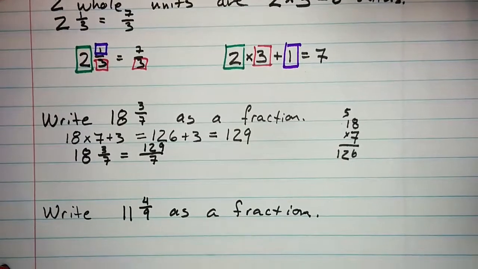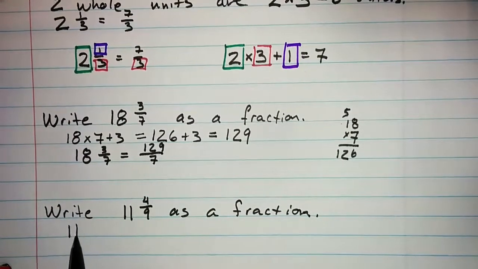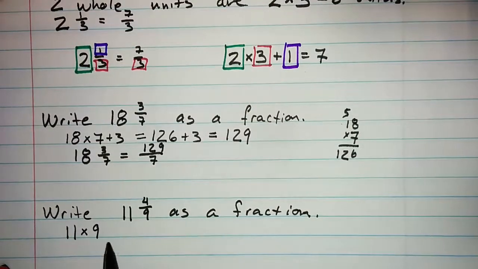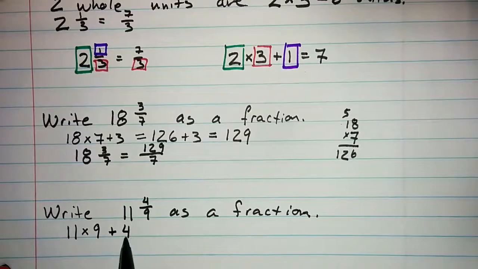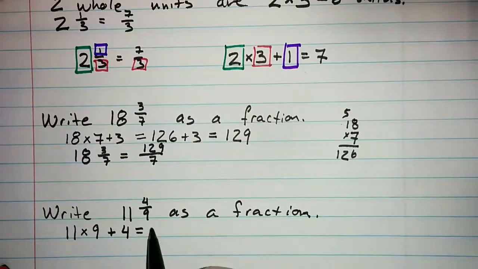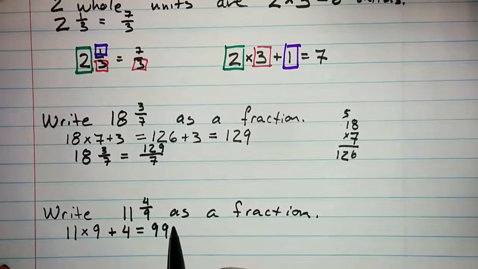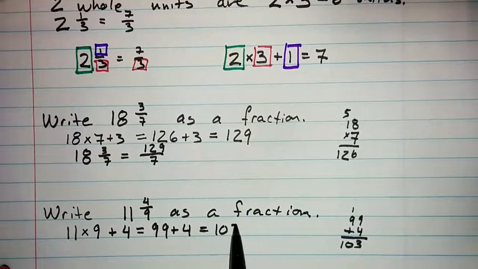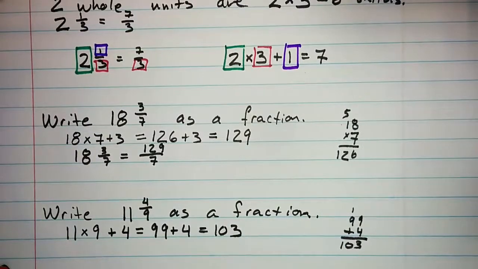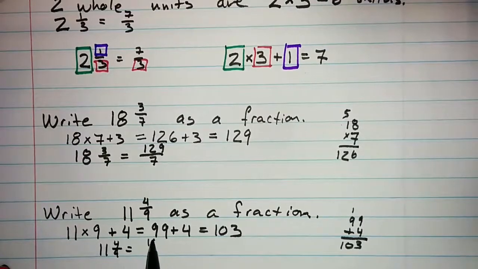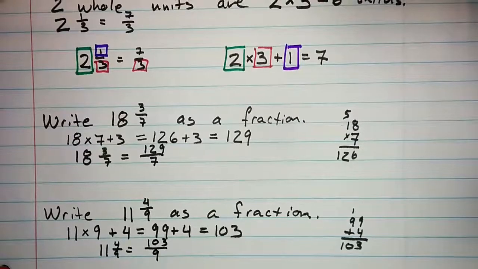All right, well, 11 is 11 times 9/9. Plus we have an extra 4/9. Oh, 11 times 9, that's easy. That'll be 99. 99 plus 4, carry the 1, that's 103. So 11 4/9, that's 103 ninths.